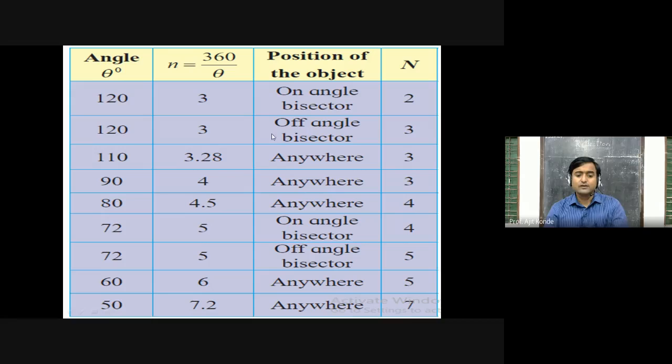And if the answer is 3 and the object is not on the angle bisector, मतलब ये सेंटर की लाइन पे नहीं है, इस साइड कहीं पे भी है, तो उसमें से 1 सब्ट्रैक्ट नहीं करना है, तो नंबर ऑफ इमेजेस विल कम्स टू बी 3.